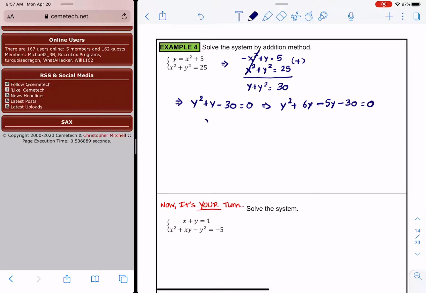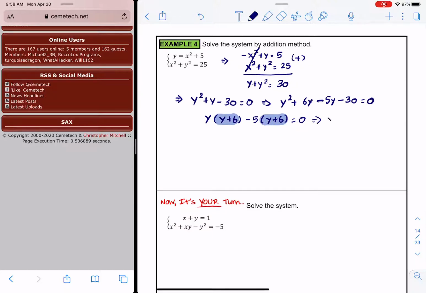I have a y in common in the first two terms. If I pull that out, I have y times y plus 6. I have a -5 in common in the last two terms. If I pull that out, I have y plus 6. Now I have y plus 6 in common. So if I pull that out, I'm left with y minus 5, which would mean y plus 6 is equal to 0 and y minus 5 is equal to 0. Therefore, the two solutions are y equals -6 and y equals +5.